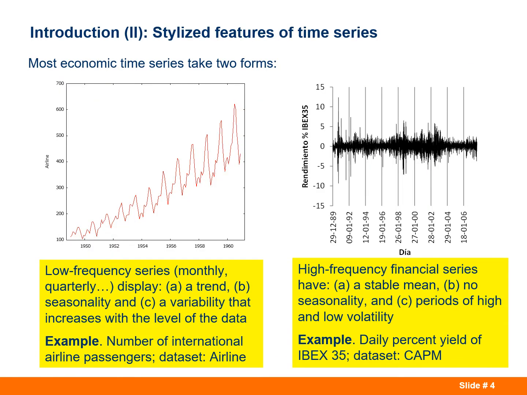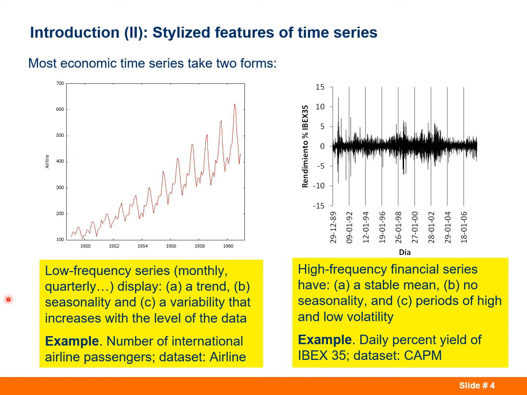Now we will discuss the statistical features of time series. Most economic time series take two forms, which have typical stylized features. First of all, there are low-frequency time series. With low frequency, we refer to the fact that these time series are sparsely collected. So we are speaking about monthly, quarterly, or annual data. In this case, we have here, from the 50s to the 60s, the time series of international airline passengers all over the world. This is a monthly time series measured in thousands of passengers.